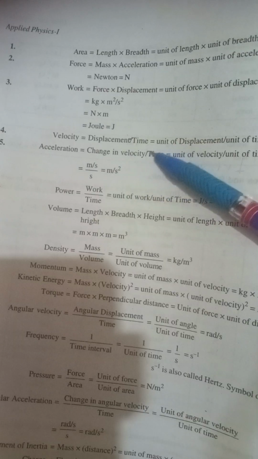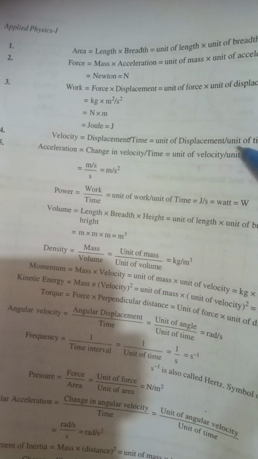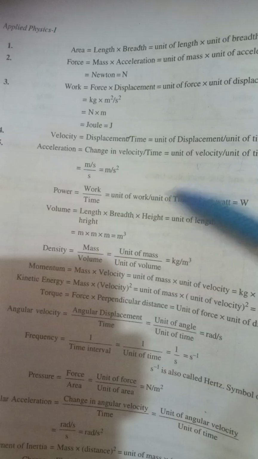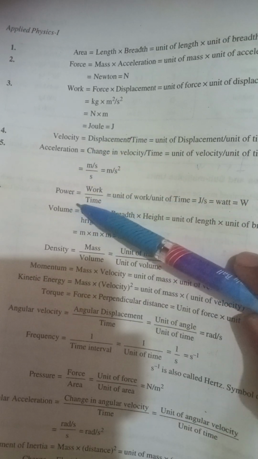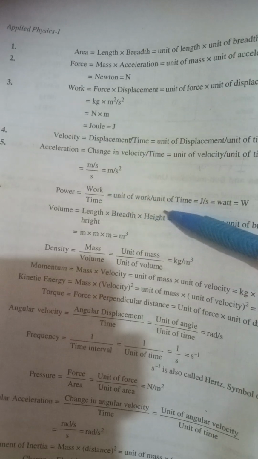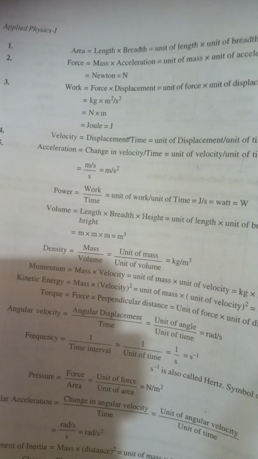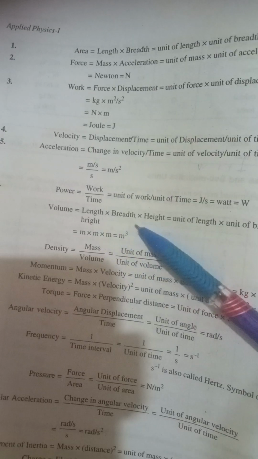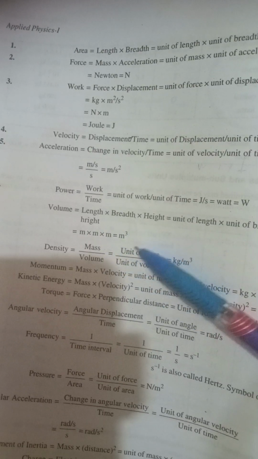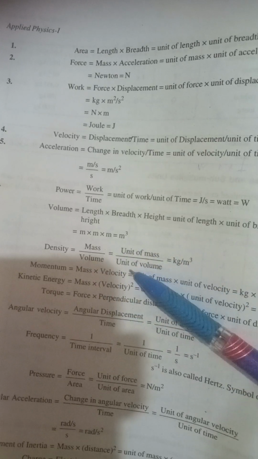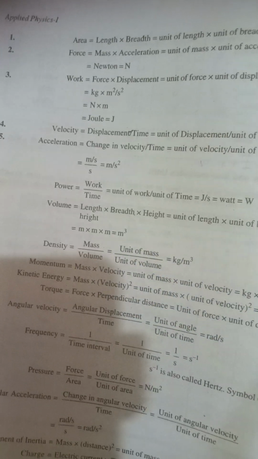Velocity is displacement upon time, unit of displacement upon unit of time, meter per second. Such that acceleration is meter per second square. Power is work upon time, unit of work upon unit of time, joule per second is equal to watt. Volume is length into breadth into height, meter into meter into meter. Hence meter cube. Density is unit of mass upon unit of volume, kg per meter cube.